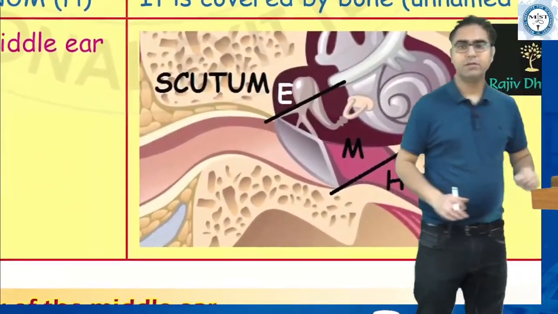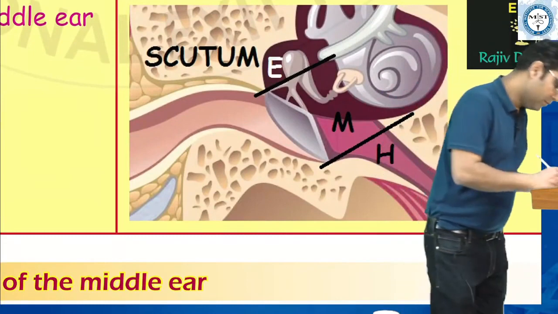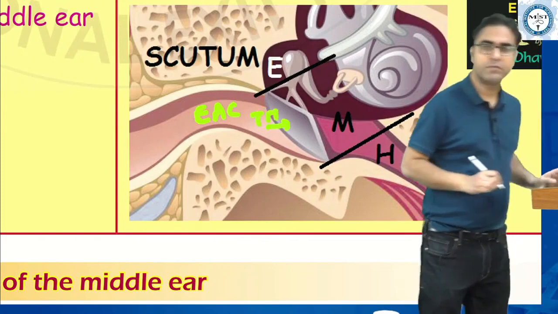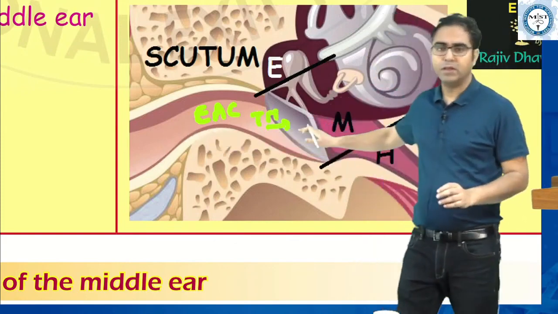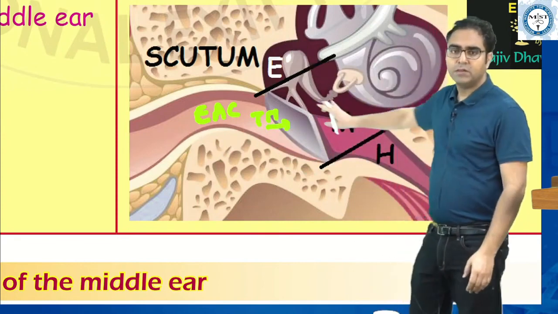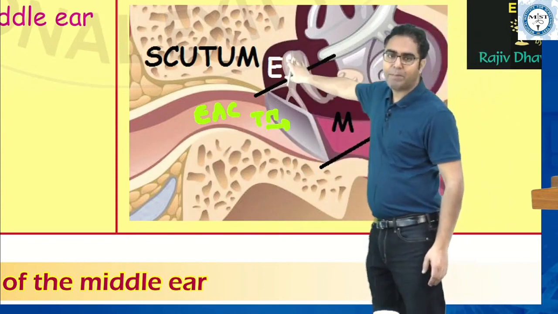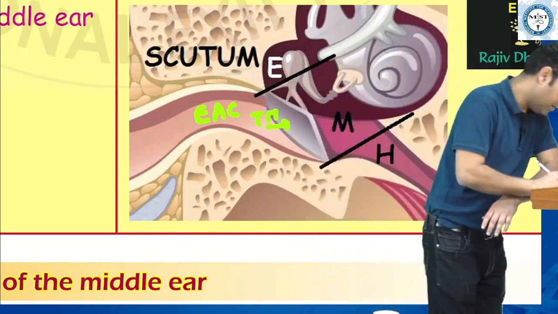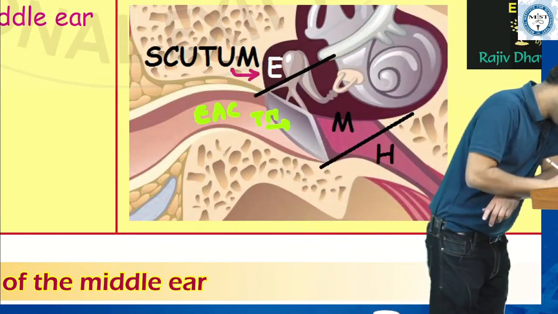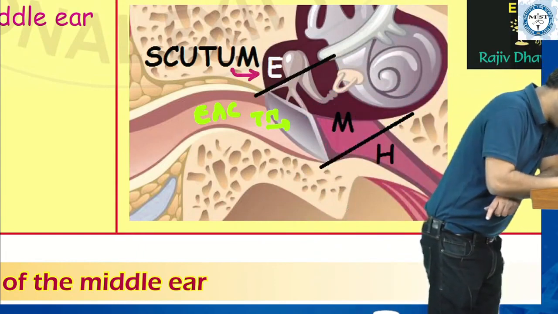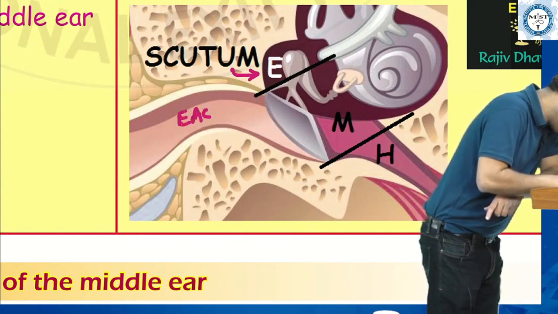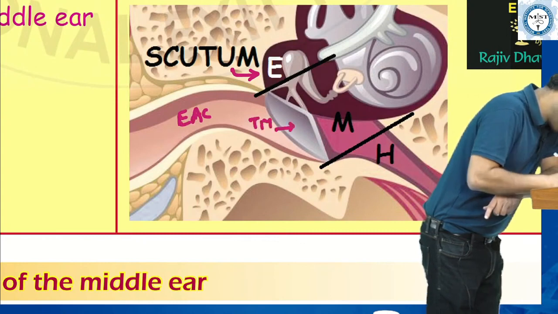Everyone look at the screen, beta. This is your external auditory canal, tympanic membrane. Can you see the middle ear? From here to here is the middle ear. This is mesotympanum. This is the epitympanum. It's covered by a bone called scutum, beta. This is scutum. Label it, beta. This is the external auditory canal. Label it. Of course, this is the tympanic membrane.